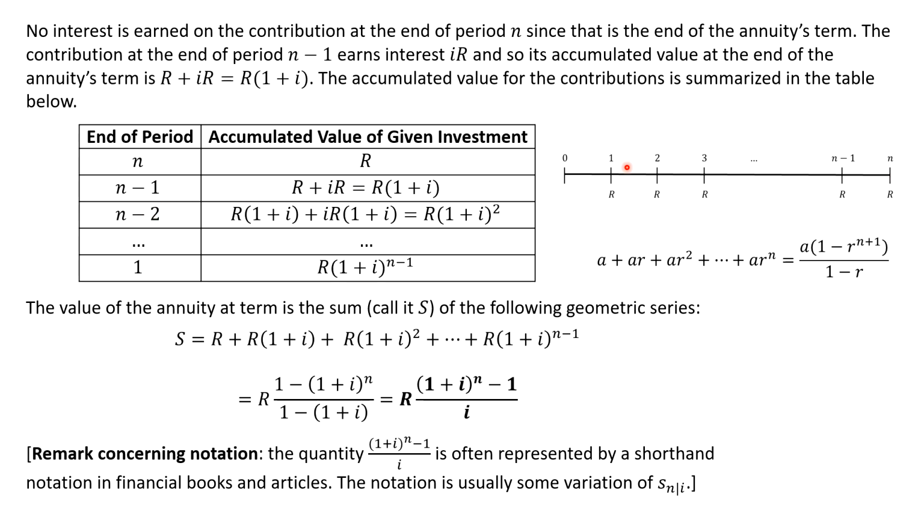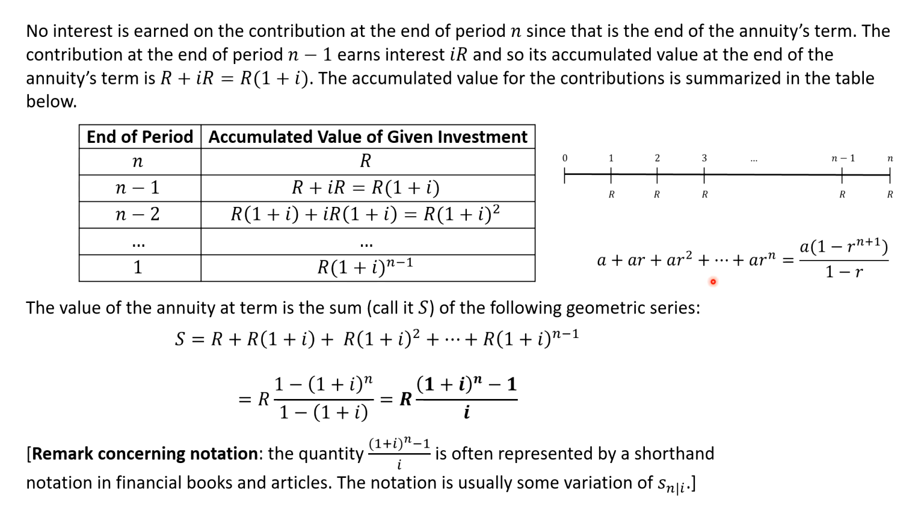And then the payment, which I don't have here, but the one just before it, accumulates interest over 2 periods. So just using the compound interest formula, that would equal R times (1 plus i) squared. And you go all the way back to this one here, and this accumulates for n minus 1 periods. So its value would be R times (1 plus i) to the n minus 1 power. Then we want to sum all these up.